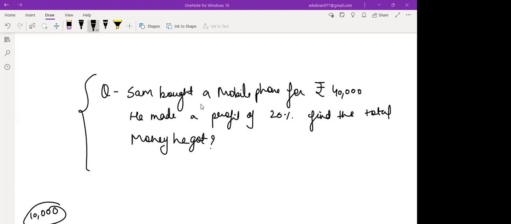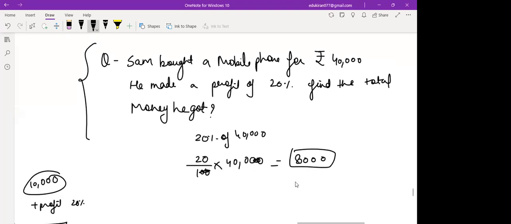Okay, so what have you got for this? Sam bought a mobile phone for rupees 40,000, right? First of all, 20% of 40,000. So 20 by 100 into 40,000. Cut two zeros. That will leave you with 8,000. So SP is equal to CP plus profit, which is 8,000 plus 40,000, which is equal to 48,000 rupees. Okay. Fine with everybody?